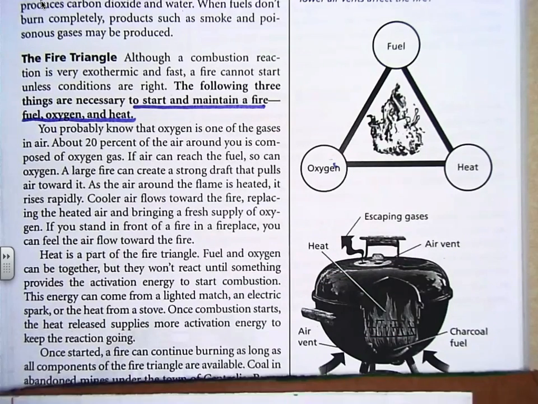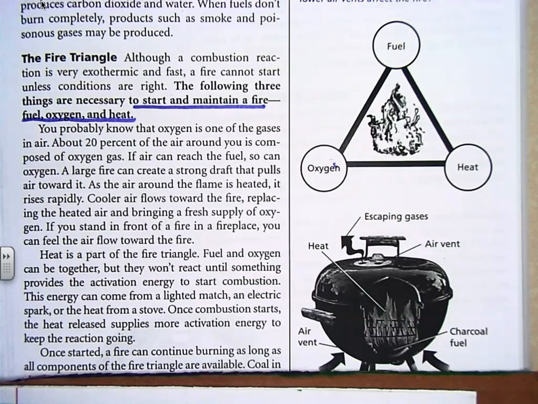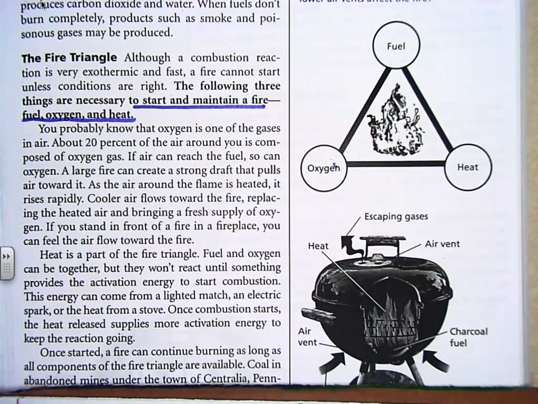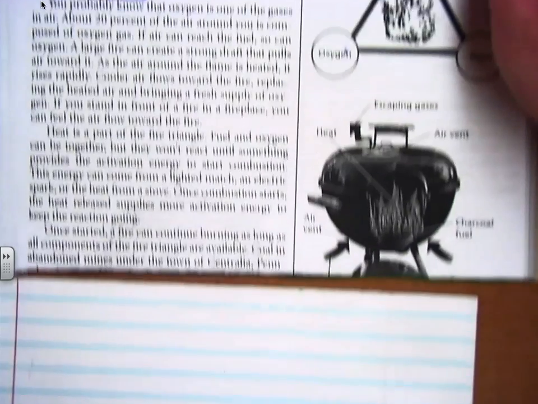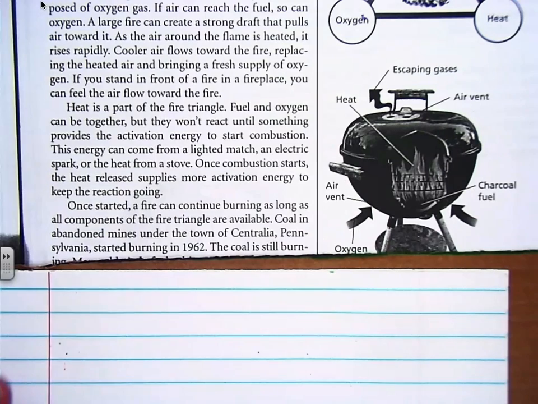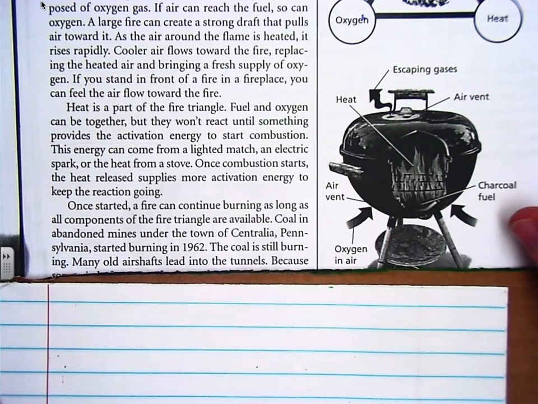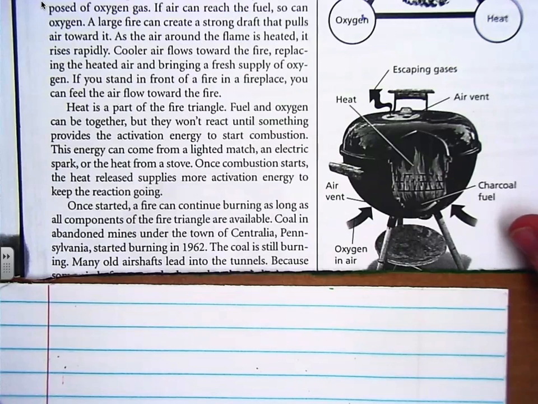All right. Once it's started, a fire can continue burning as long as all components of the fire triangle are available. Coal in abandoned mines under the town of Centralia, Pennsylvania, started burning in 1962. The coal is still burning. 62. That's like almost 50 years old. Wow. Many old air shafts lead into the tunnels.